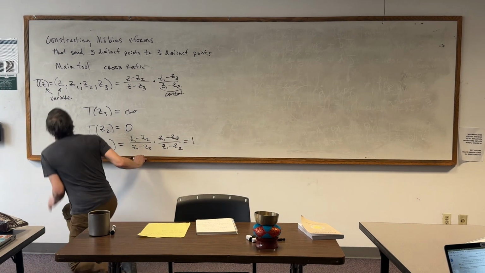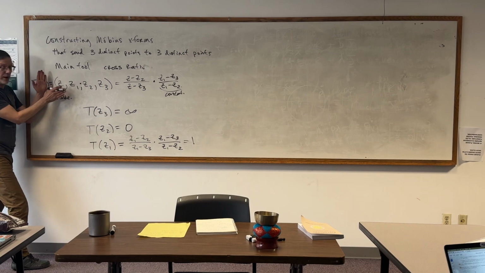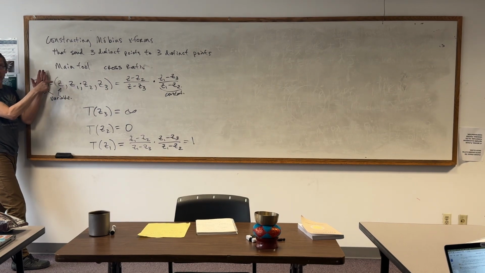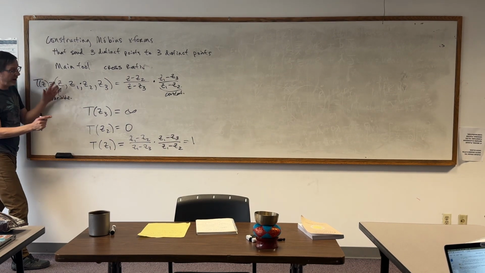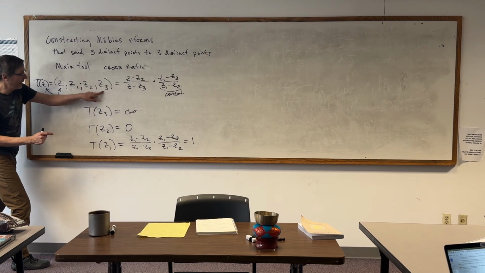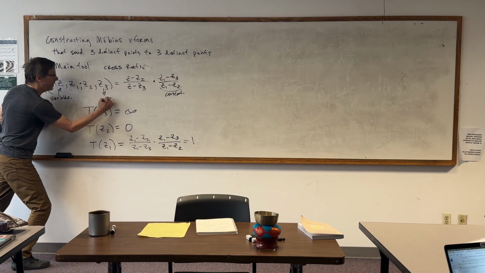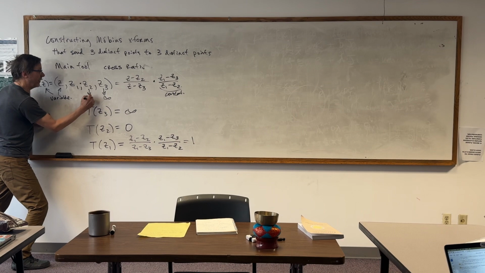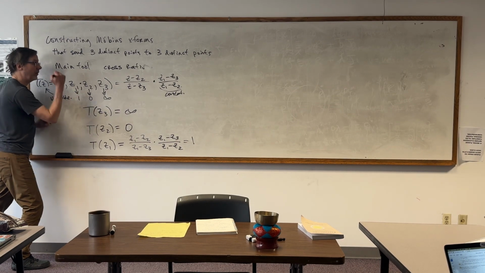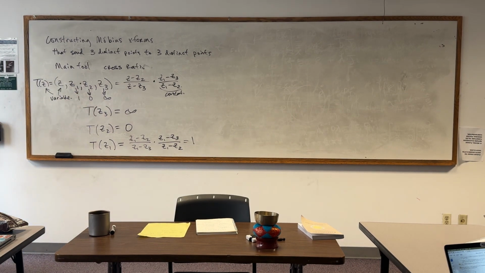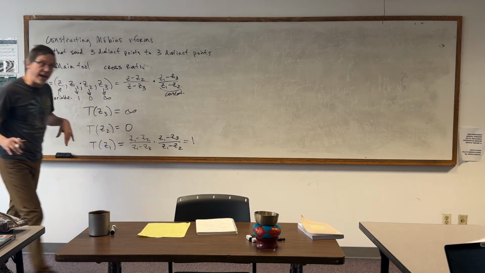So we can think of this cross ratio, with that first one left as a variable, as a Mobius transformation that sends Z3 to infinity, Z2 to 0, and Z1 to 1. And that's the heart of creating ones that do anything we want. So here's the game we're going to do.